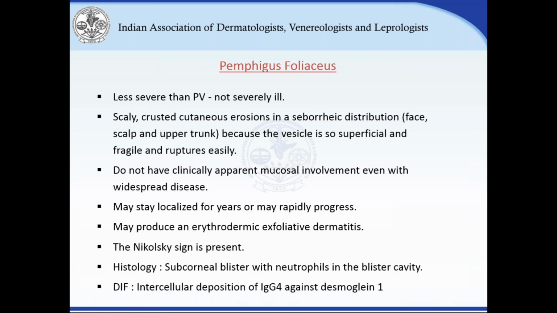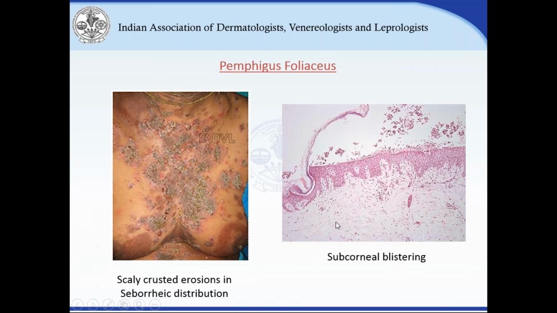Nikolsky sign is of course present, and on histology we see subcorneal blisters with neutrophils forming in the blister cavity. On DIF, we see intercellular deposition of IgG4 against desmoglein 1. So here you can see on the right side the histopath. You see the majority of the epithelium is intact. Only the superficial layer, the stratum corneum, is separated, right? That is subcorneal. Okay, and this is the lesion that you see in pemphigus foliaceus.